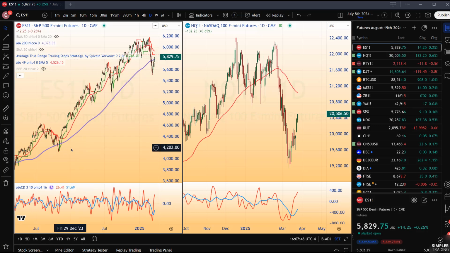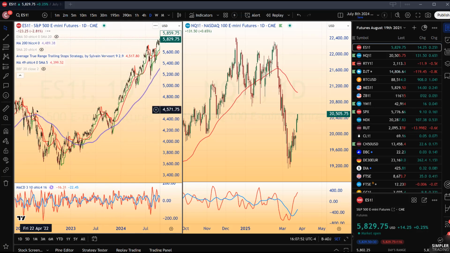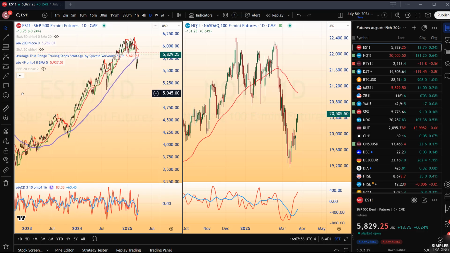But on the way up, it just doesn't matter. You'll see it all the way here. It's rising up, it doesn't matter. On the way down, the first couple of pops, yeah, it works great. So right now, that doesn't matter.